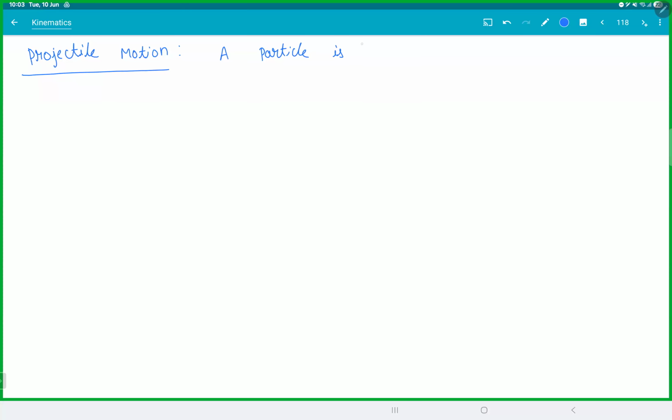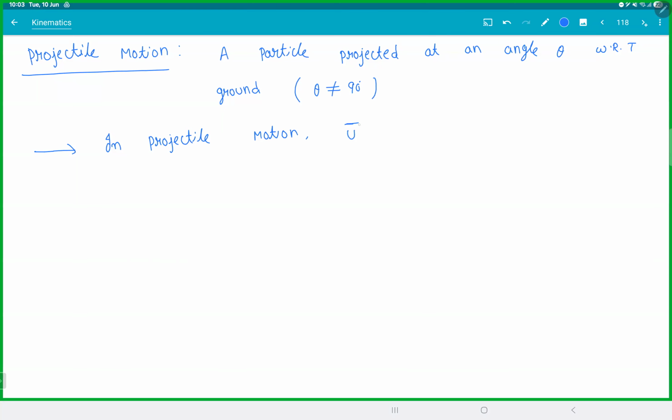Anyway, getting back to this. A projectile is a particle projected at an angle theta with respect to the horizontal, theta not equal to 90. Another way to say this is that in projectile motion, u bar, your initial velocity, and a bar, the acceleration vector, are not parallel or anti-parallel. If they're parallel, it becomes a one-dimensional motion.